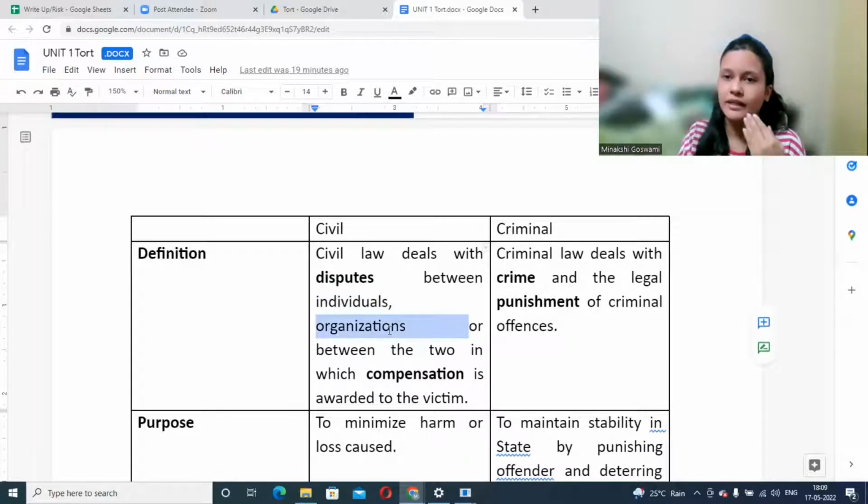There may be a dispute between 2 organizations, like KSLU, 1 university, and 1 institute which is affiliated to it, 1 college which is affiliated to KSLU. There may be a dispute between those 2, right? KSLU does not want to continue with its affiliation and the college is willing to. There may be a dispute. Or it may be a dispute between an individual and an organization. Might be you have completed your LL.B. and KSLU is not issuing you a provisional certificate. As a result, you are not able to apply for a job. There is a dispute, right? All these are nothing but civil disputes.